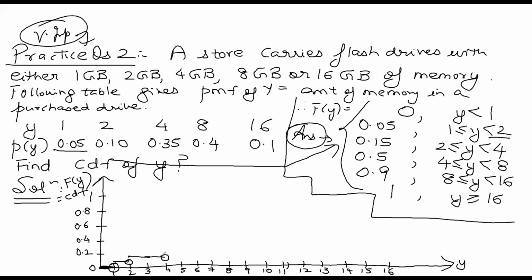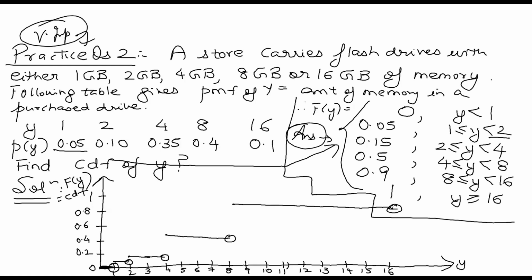Okay. For y lying between 4 and 8, it should be 0.5. 0.5 for y lying between 4 and 8, but 8 is not included. Between 8 and 16, 0.9. 16 is going till here. This is 0.9, but 16 is not included.